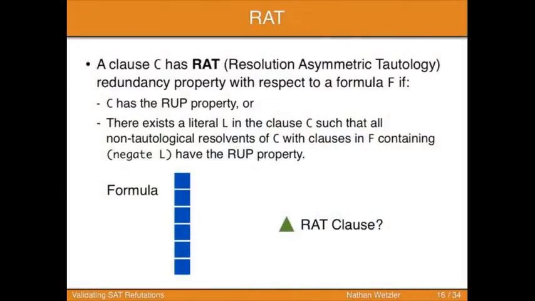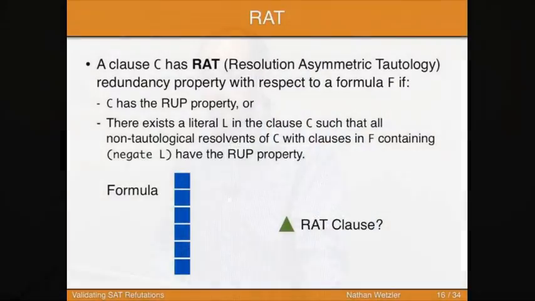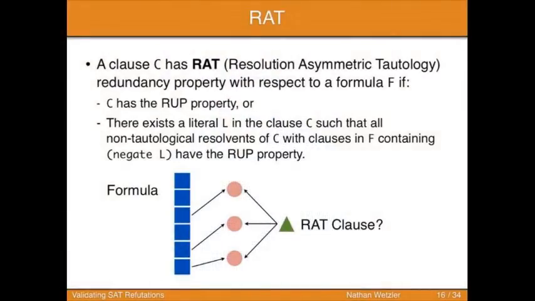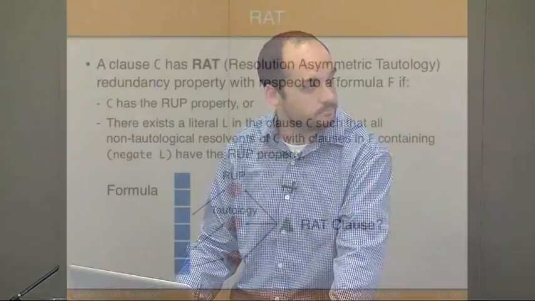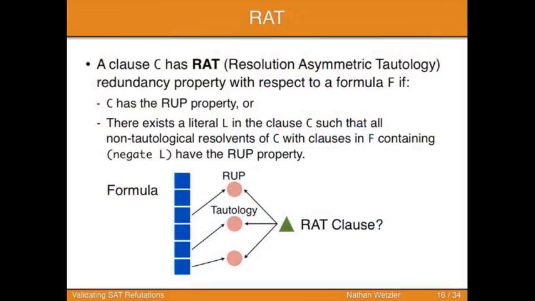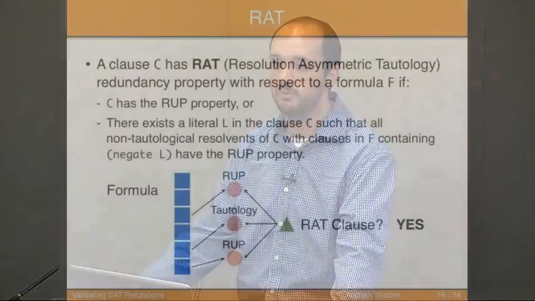So let me show you with pictures how we establish whether a clause has RAT or not. Given a formula on the left, where the blue boxes are clauses in that formula, and a potential RAT clause on the right, we first construct all the resolvents of that clause with clauses in the formula. Then for each of the resolvents, we establish whether they have the RUP property or whether they're a tautology. And if each of the resolvents has the RUP property or is a tautology, then we say that the clause has the RAT property.